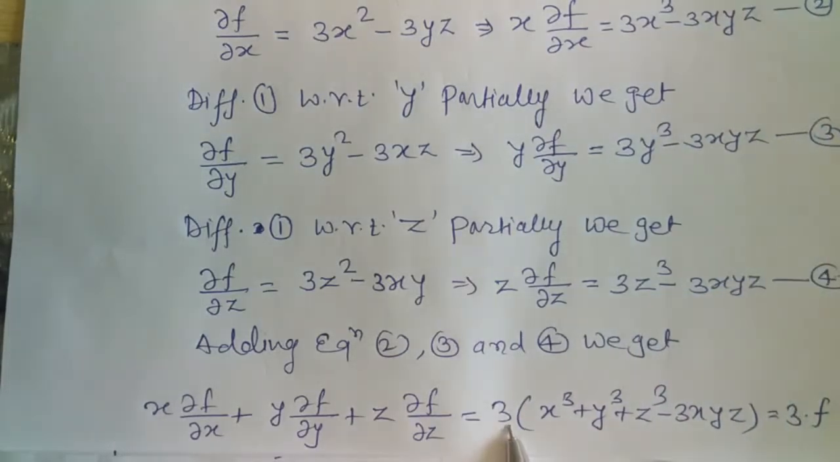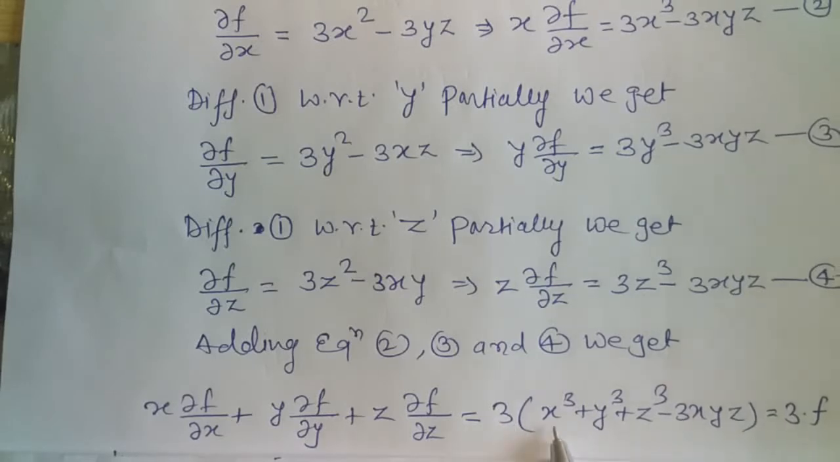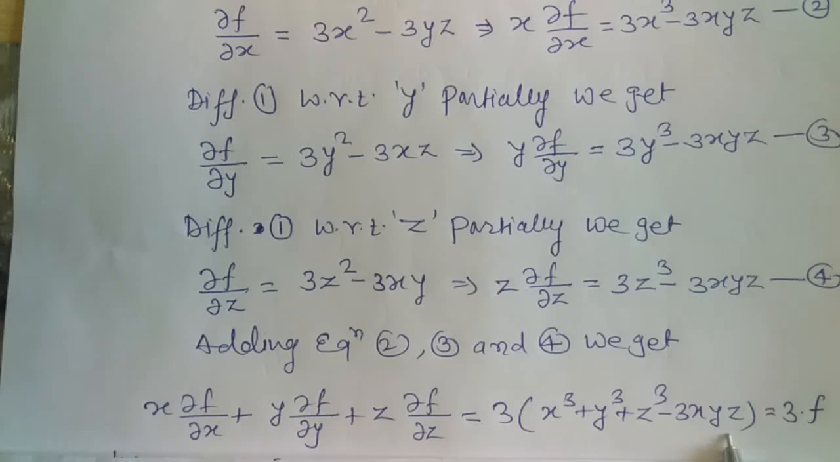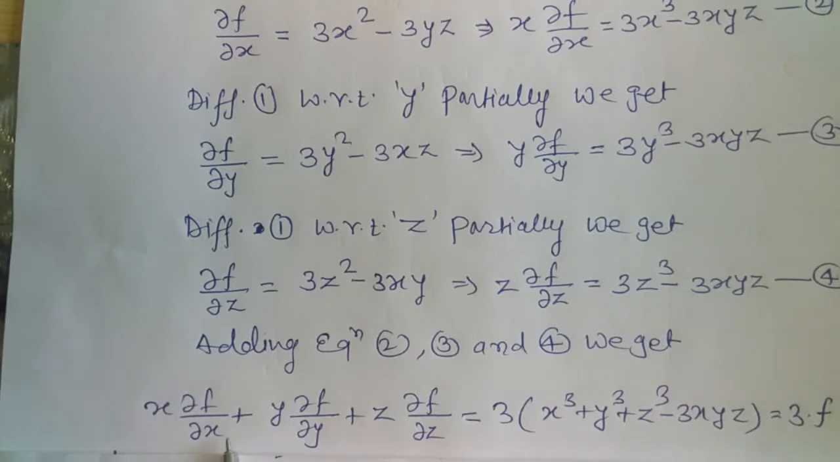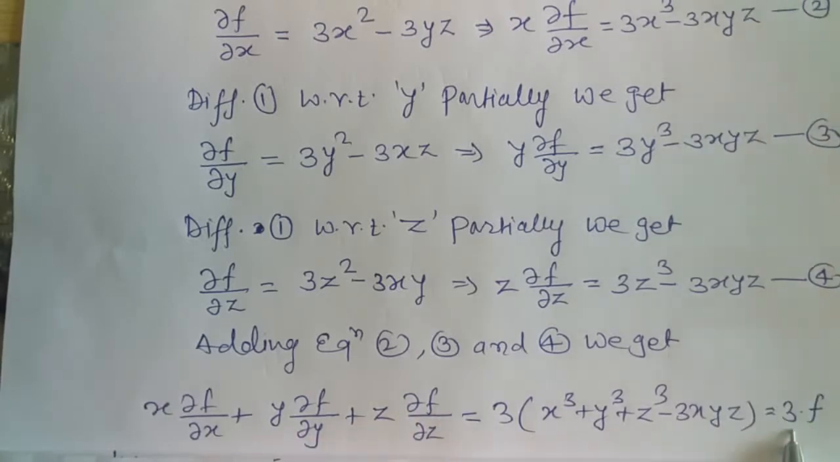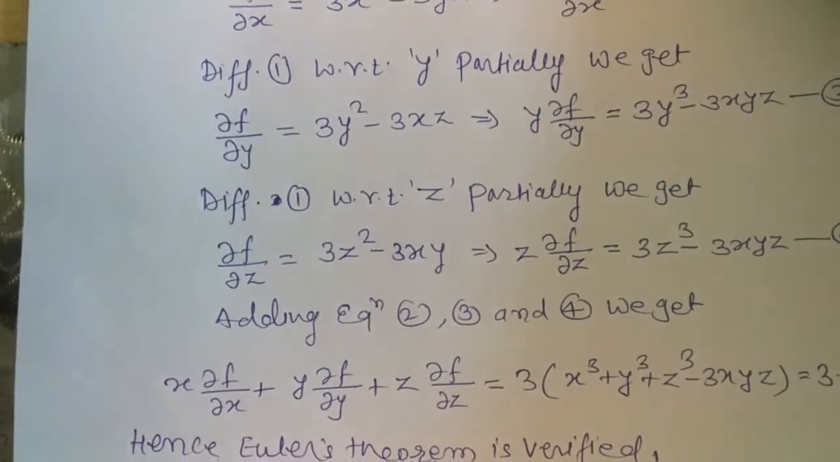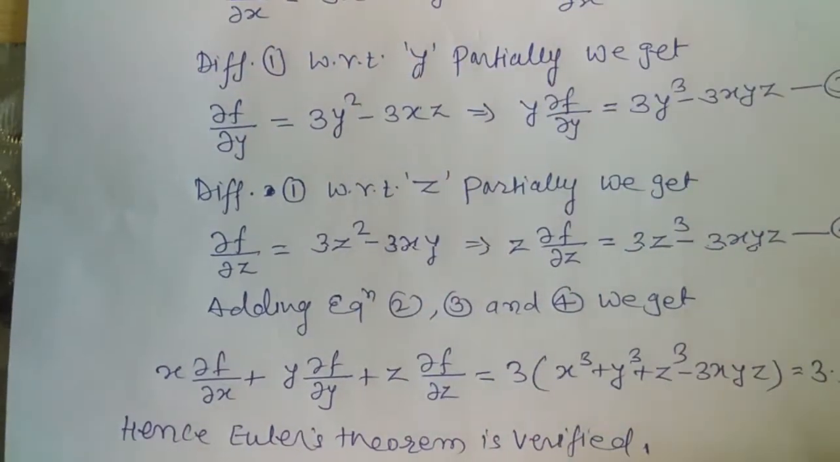So we take 3 common, then we have 3 into x cube plus y cube plus z cube minus 3xyz. And this x cube plus y cube plus z cube minus 3xyz, this is what? Function f. So we have 3 times f. So x del f by del x plus y del f by del y plus z del f by del z equal to 3 times f for a homogeneous function of degree 3, and hence the Euler theorem is verified.